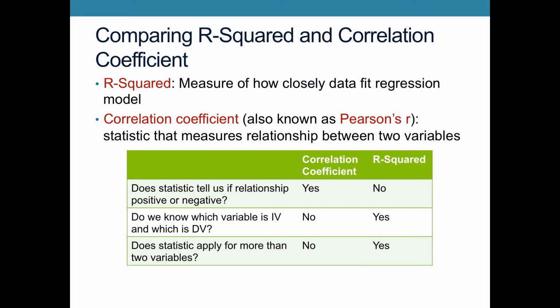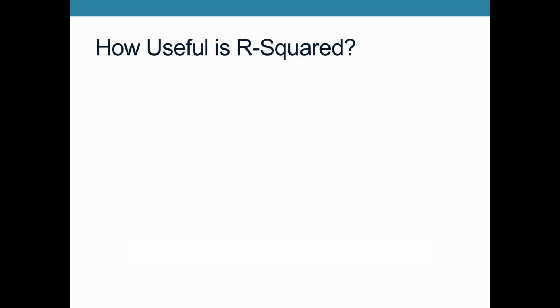And then finally, can we use the statistic for analyses of more than two variables? So I'm thinking ahead for when we do multivariate regression. And the correlation coefficient, no, it only works if you have two variables. Versus R squared, as you make your regression equation more complicated, as you add more variables in, you still can talk about how much your data fit that overall regression model. So you can apply the R squared beyond simple two-variate relationships.